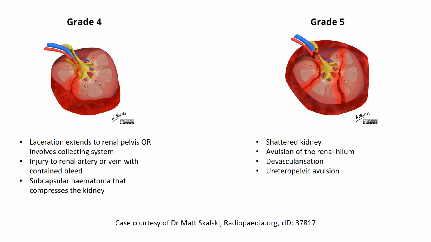And as far as differentiating between grades 4 and 5, that's probably not going to be expected of you, but here are the criteria anyway. Safe to say, if you can't recognize any normal renal parenchyma, or if an entire kidney does not enhance, then you're probably dealing with a grade 5 injury.